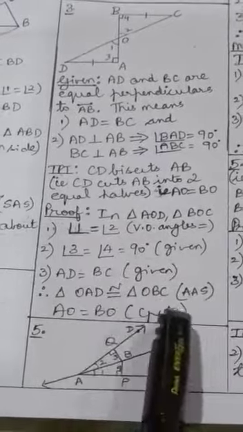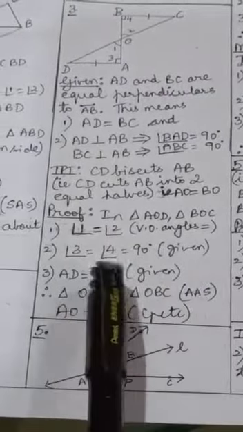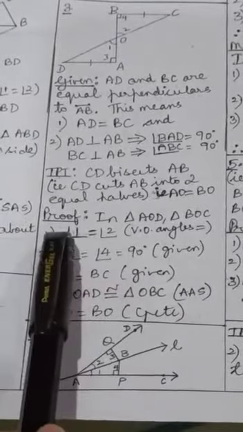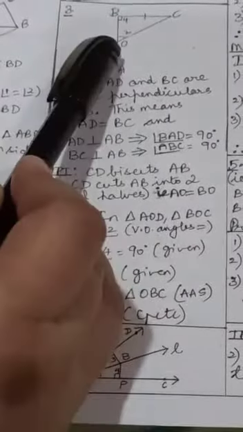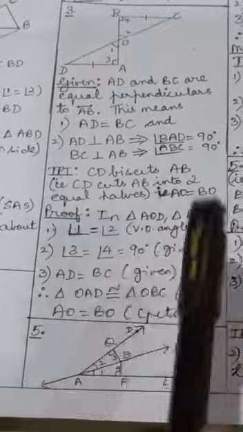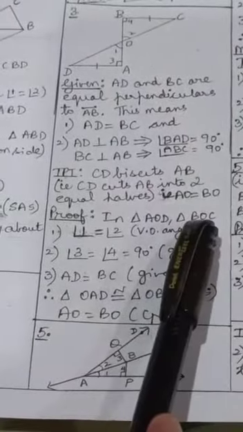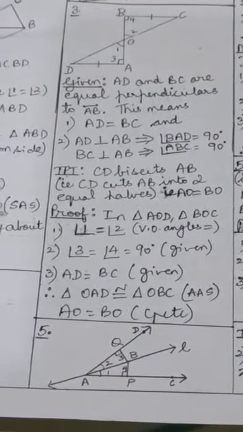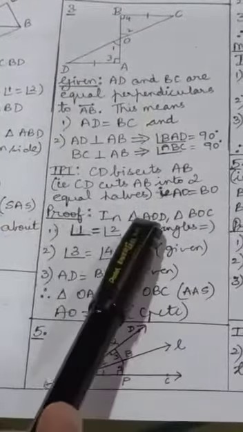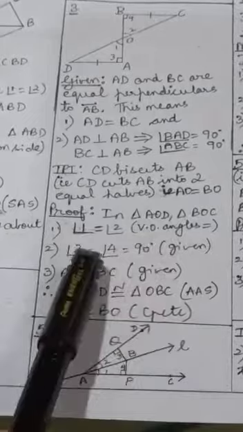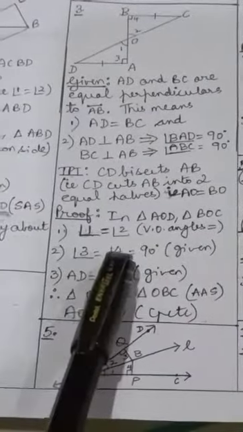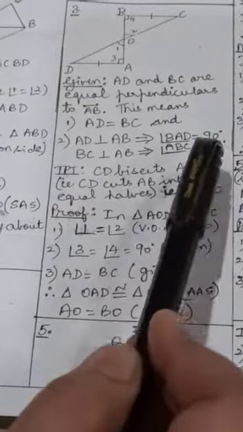Now let's list out the pairs of equal angles or sides we have in these two triangles. Angle 1 of the first triangle is equal to angle 2 of the second triangle because vertically opposite angles are equal. Again, angle 3 of this first triangle is equal to angle 4 of the second triangle because both the angles measure 90 degrees. That's given to us.